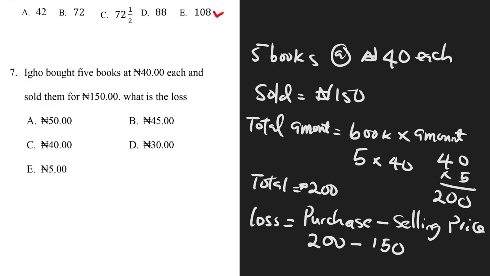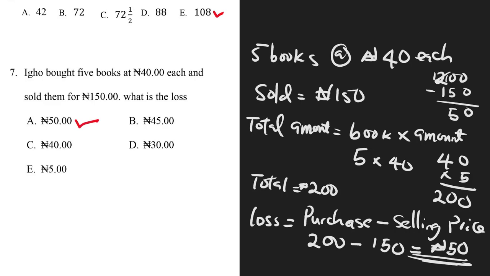So let's subtract it up here. We said 200 minus 150 is what? 0. You borrow 1 here, remain 1, you put it here is 10, right? 10 minus 5 is 5, and 1 minus 1 is 0. So the loss is 15 naira. Let's check the option. So from the options now, do we have 15 naira? Of course, yes. A. So A is the answer.